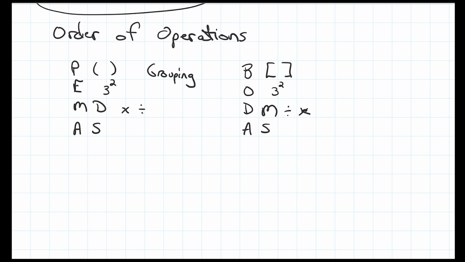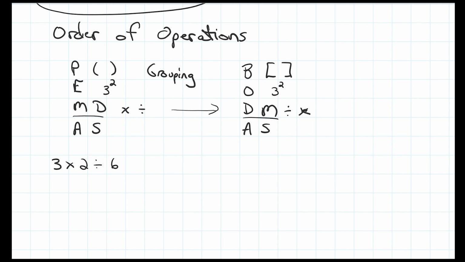Well, you might have also noticed that I've put the M and D, or the D and M, on the same line. That means they have the same weight, or the same value, when it comes to which comes first. And we do them in the order that we come to them in the problem as we read the problem left to right. So if multiplication comes before division, then we do multiplication first, such as 3 times 2 divided by 6.